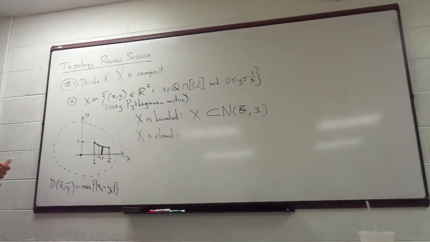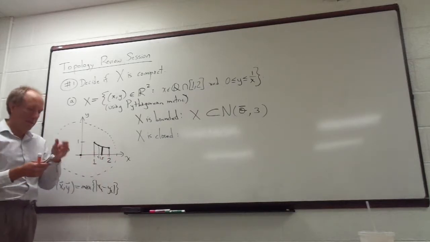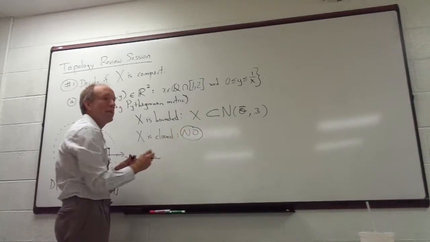Okay. What do you think, Ben? So you think it's closed? The closure is going to be the closed interval 1, 2. Yeah, it's bigger, so it's not equal to the whole set. Okay. Does everybody agree with this? So the answer here is no. It's not closed.